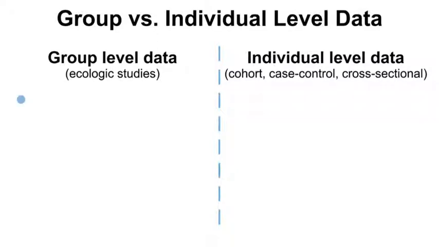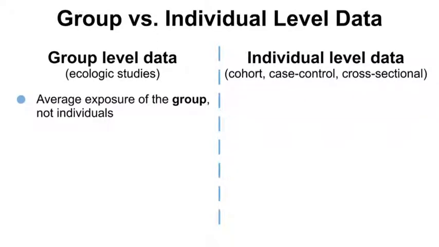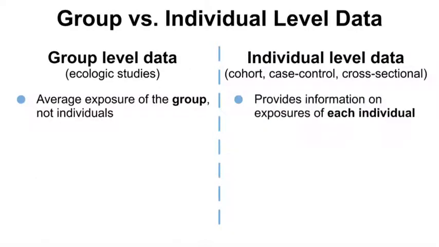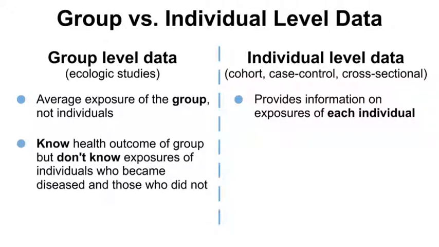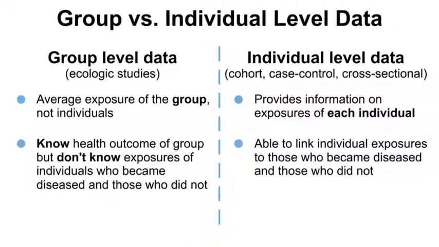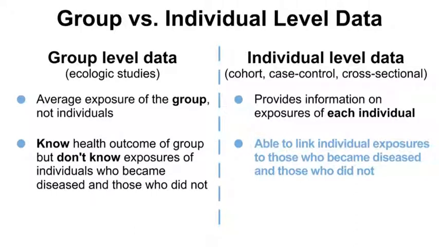Group level data averages the exposure of the group, not individuals, but individual level data provides information on the exposure of each individual. With group level data, we only know the health outcome of the group. We don't know the exposure of individuals who became diseased and those who did not. But with individual level data, we are able to link individual exposures to those who became diseased and those who did not. Linking individual exposures is a critical difference to note between individual and group level data.